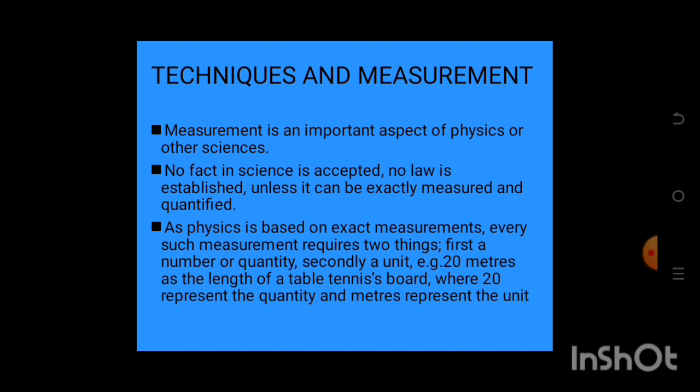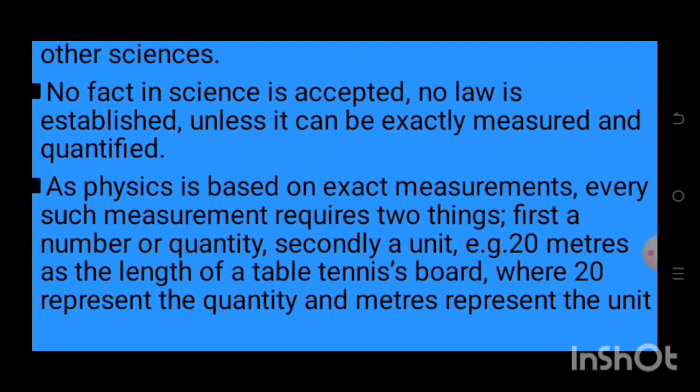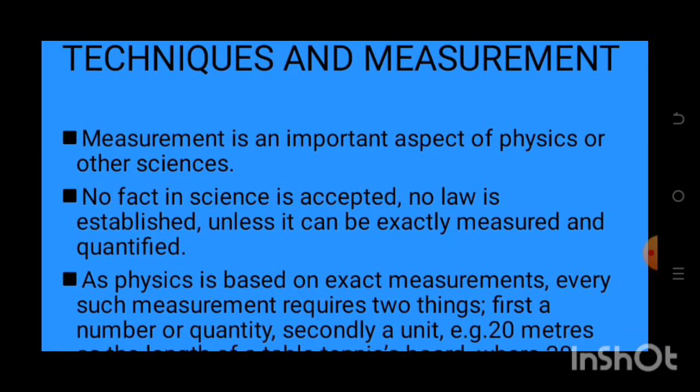Today we'll be looking at another topic, which is techniques and measurement. In previous classes we looked into dimension, and we looked into multiples and submultiples of units. In that class we looked at how we convert from the multiples of the SI unit to the SI unit, and at the same time from the submultiples of the SI unit to the SI unit. We said multiples of SI units are the larger values of the SI unit, while the submultiples are the smaller values of the SI unit.